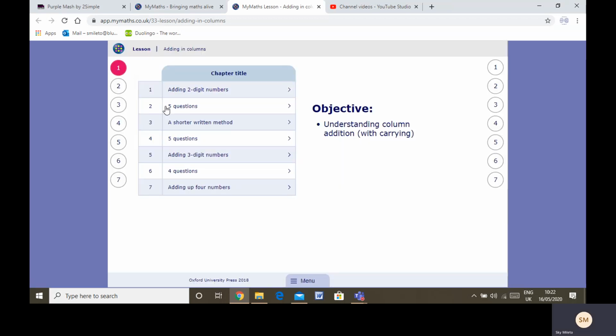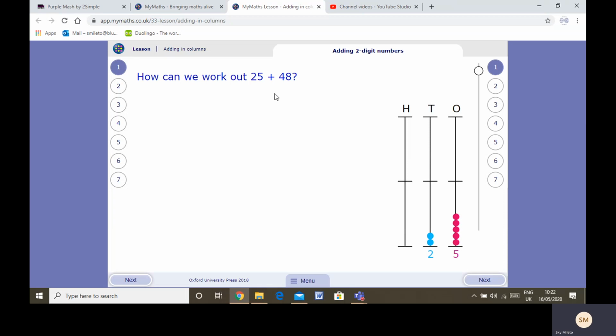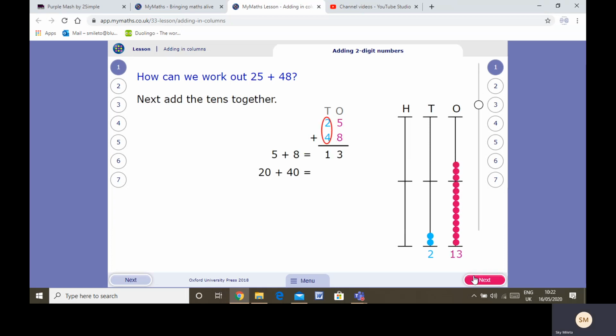So, adding two-digit numbers. We can work out 25 plus 48. How can we work it out? We can set it out like this. 5 plus 8 equals 13. 20 plus 40 equals 60. And then we can add the two numbers together, 13 and 60.